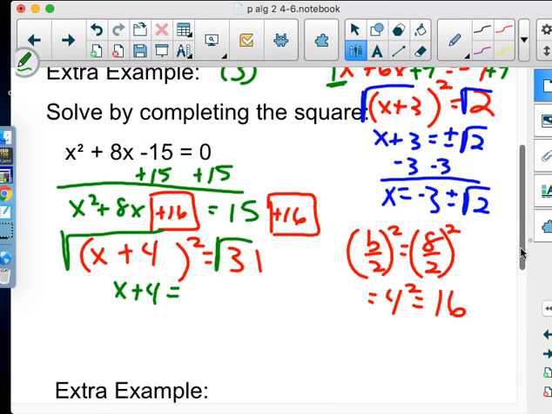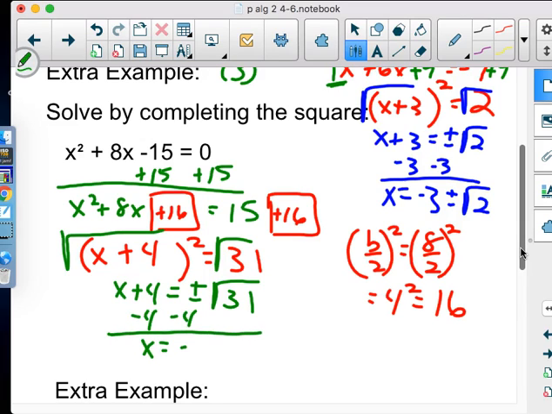X plus 4. Yep, don't forget your plus or minus. Exactly. And then stop for a second and ask yourself, can I simplify the square root of 31? 25 doesn't go into it. 16, 9, 4. Can't do it. That's okay, but we're not quite done. What else? Subtract the 4.